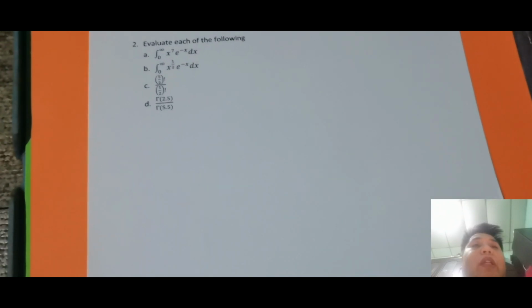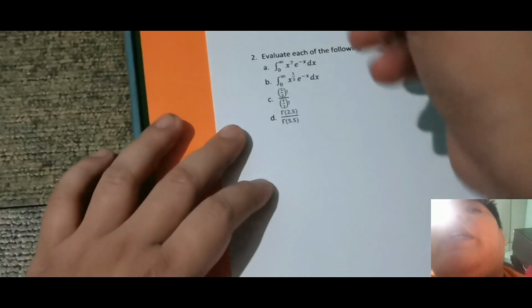Okay, so let's have number 2. Let us evaluate each of the following. This is also a very simple matter. We will use the idea of our gamma. Again, please simplify; don't think this is very difficult. You have nothing else to do but check the format. Once the format, the order of what you see, is there as is, we go with it. Okay, so let's have an example. Letter A.